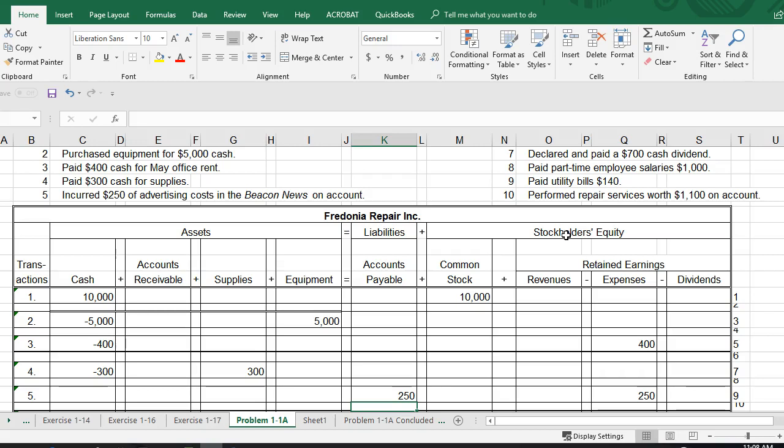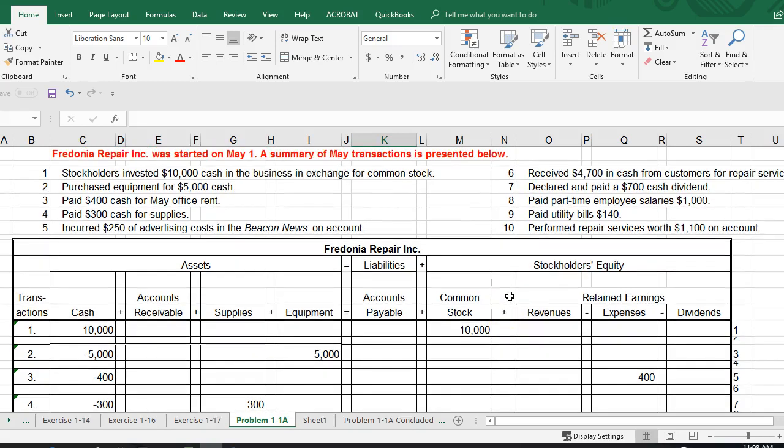So when you read this chapter, and hopefully you read the chapter and look at the lecture notes, you will have a better understanding of some of this terminology, such as retained earnings, expenses, dividends, and revenue. And if you have further questions on it, definitely feel free to contact me for an explanation of it.